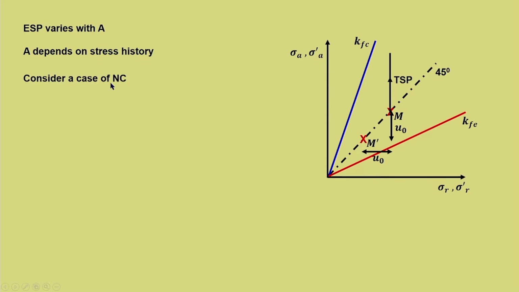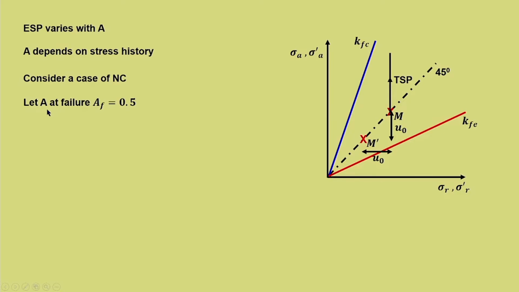Now, consider a case of normally consolidated, because once we have stress history coming into the picture, let us first see what happens for NC. Now, let A at failure, AF, be equal to 0.5 as an approximate value for NC, this we know. If A is considered constant, then ESP will be a straight line. So, we have an expression in terms of A. Now, let us say that we assume that A is constant and we take the final A value. This also we have seen, A value at failure, that is AF. Now, let us say AF is equal to 0.5 for NC, then we approximate it by a straight line.